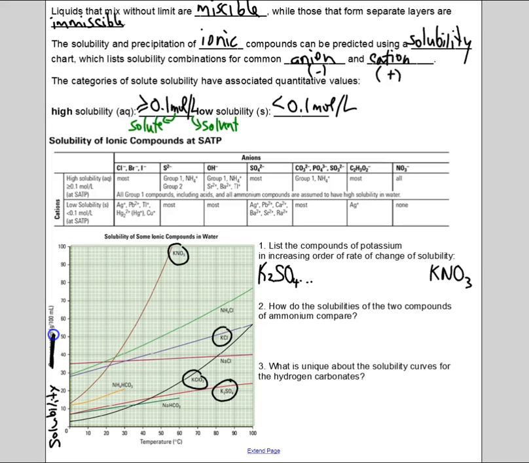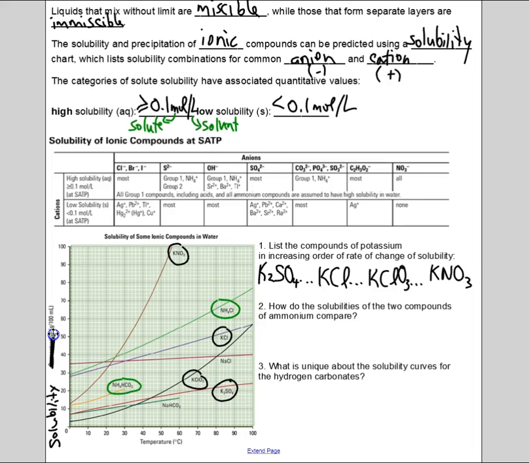Followed in potassium sulfate would probably be potassium chloride, and although it has higher solubilities for the lower temperatures than potassium chlorate, it doesn't increase as much. So potassium chlorate is more responsive to an increase in the heat provided. Looking at the ammonium containing compounds, so we have ammonium hydrogen carbonate and ammonium chloride.